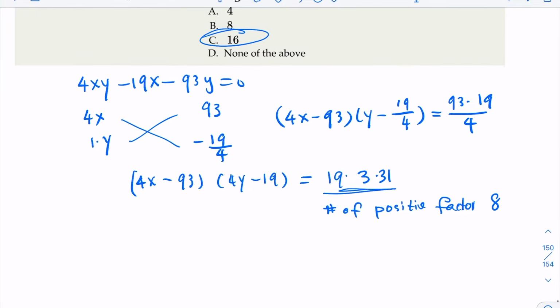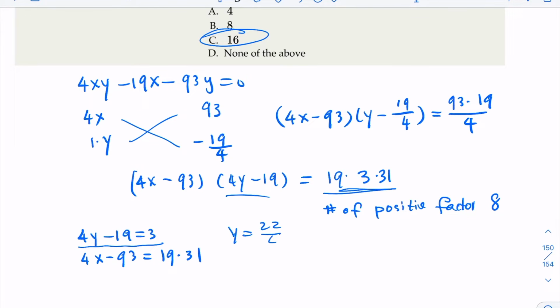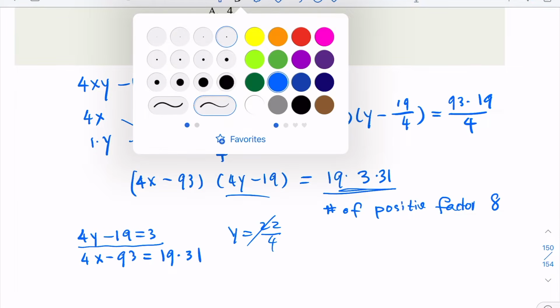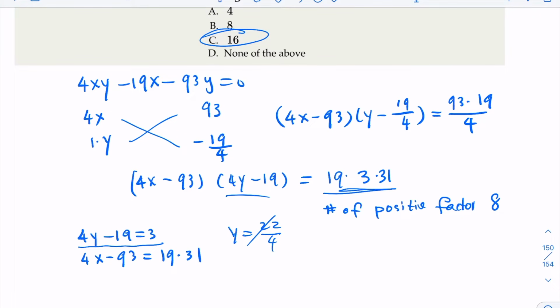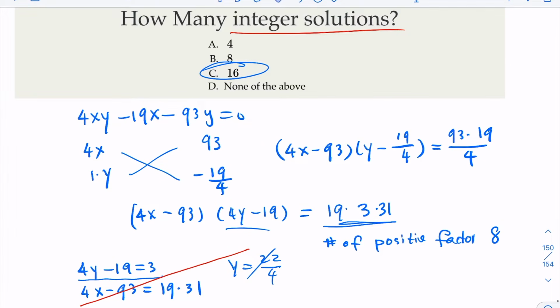Let's say we split it so that 4y minus 19 equals 3 and 4x minus 93 equals the remaining one, which is 19 by 31. Would that be a solution? Because the way you counted it would include that. However, in this one, y would equal 22 over 4, not an integer. So this does not work. In other words, this may not be correct.